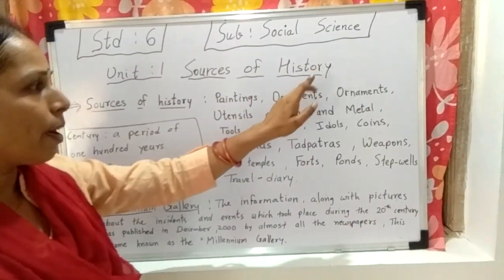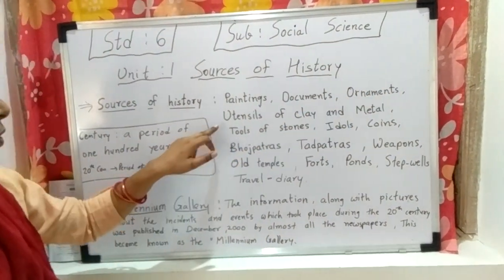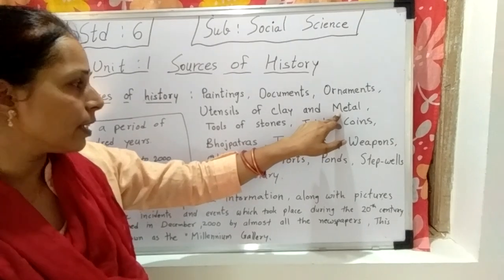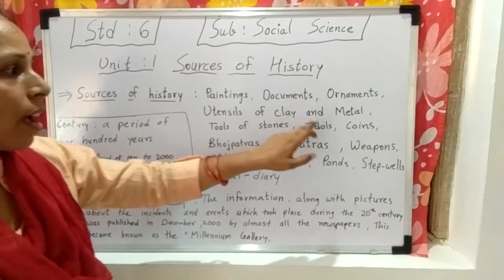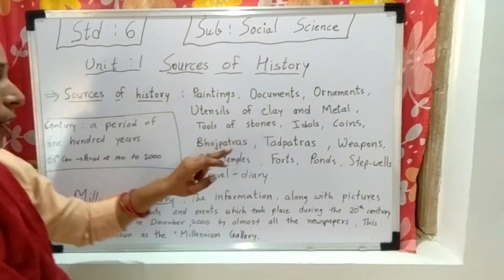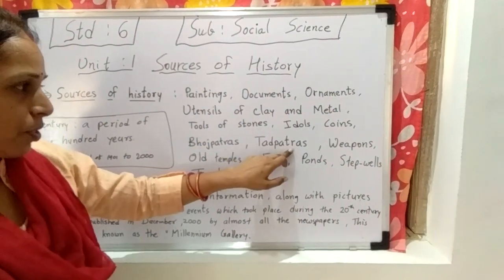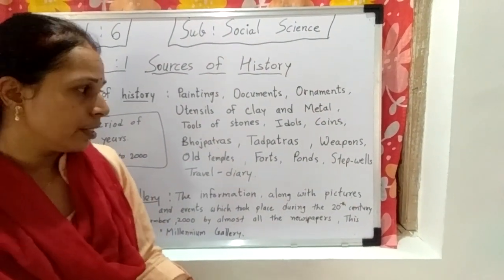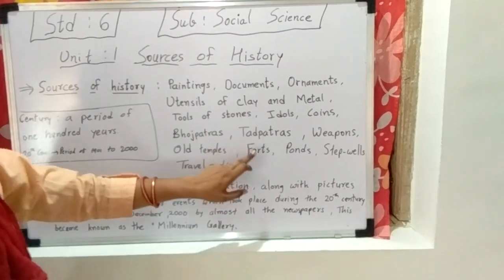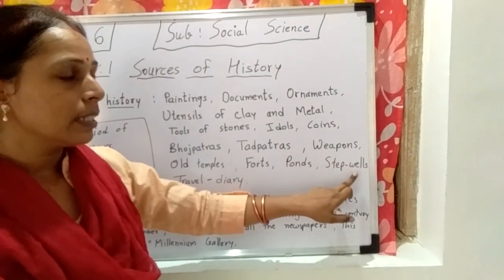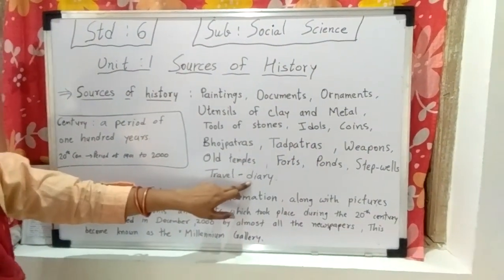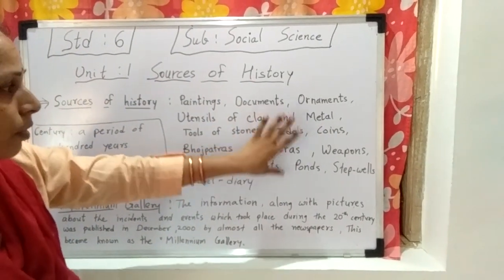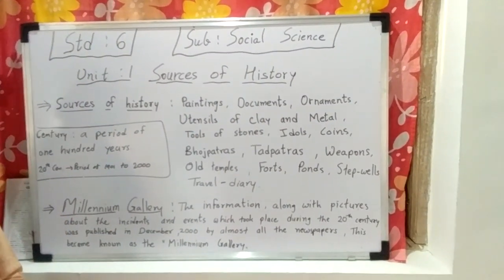Paintings, documents, ornaments, utensils of clay and metal, tools of stone, idols, coins, bhojpatras, tadpatras, weapons made from stone and iron, old temples, forts, ponds, stepwells and travel diaries. So all these are the sources of history. From these sources we know the history.